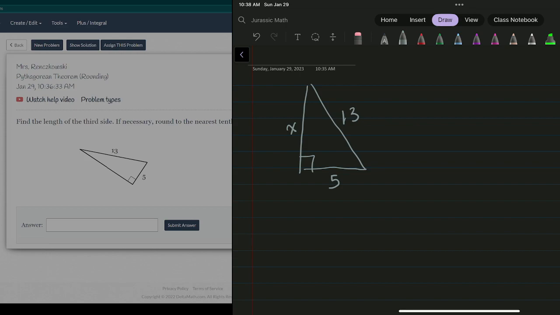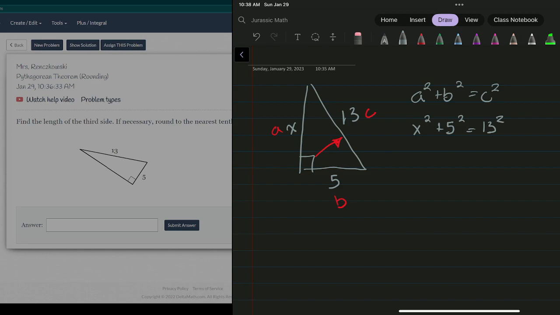Well, we went over the fact that a squared plus b squared equals c squared. I'm going to call that my a side. This will be our b. And c is always the side across from the right angle. So, now I can just plug in my letters and numbers. So x squared plus 5 squared equals 13 squared.